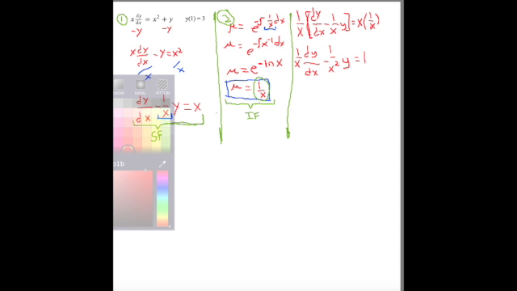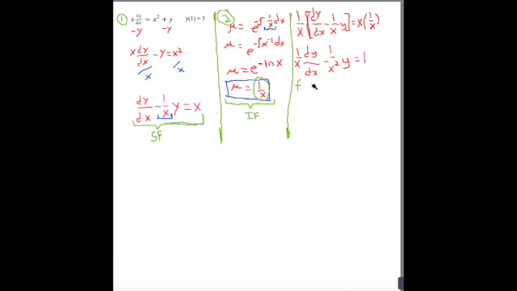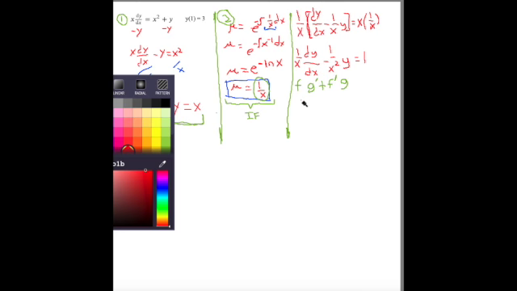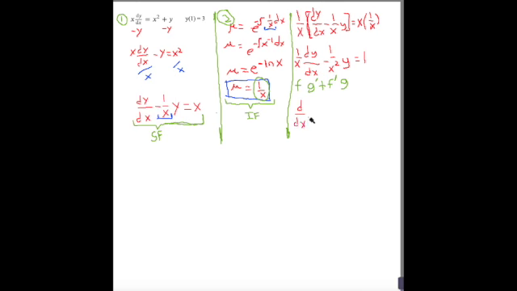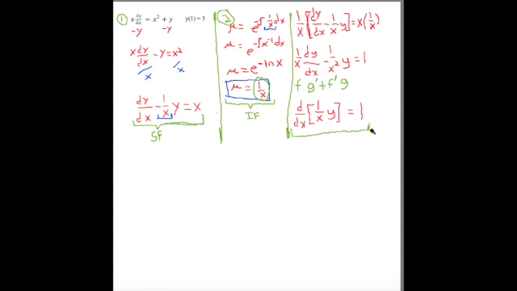This is kind of where the magic happens in these kinds of differential equations. What we're left with is basically the product rule. So first, second, second, first. Again, we have f times g prime plus f prime times g equals 1. This is really important because what this allows us to do is rewrite the differential equation as d over dx of 1 over x times y equals 1.